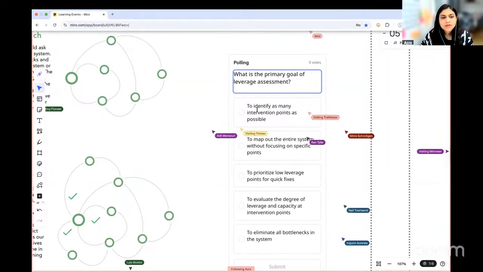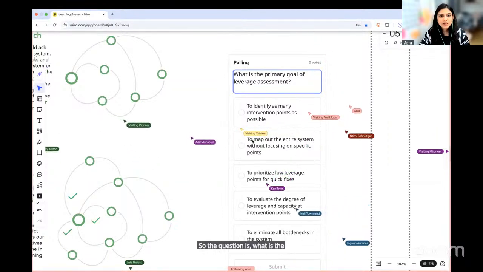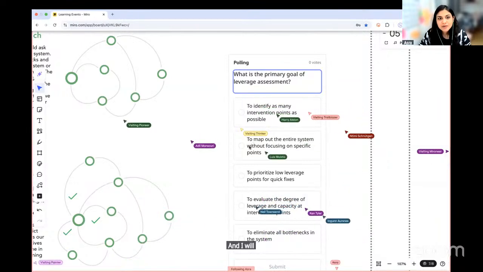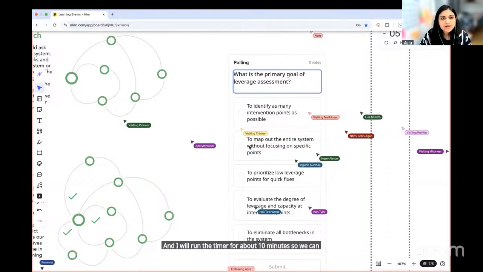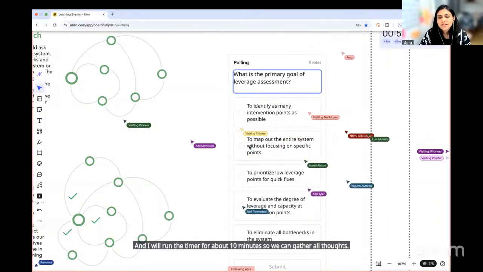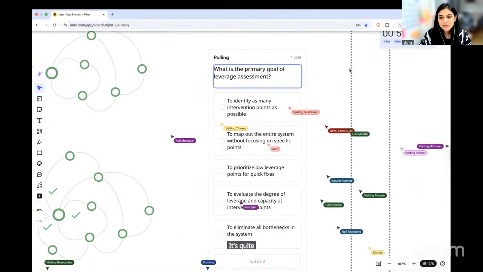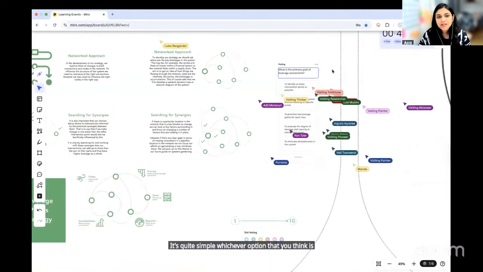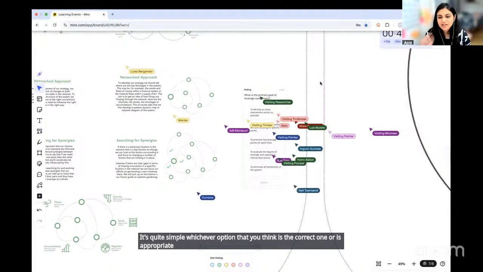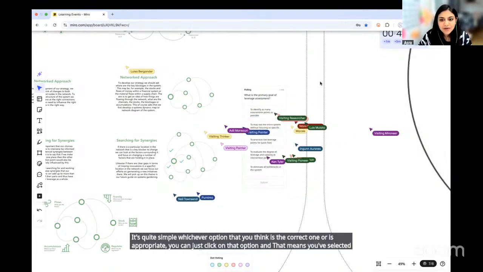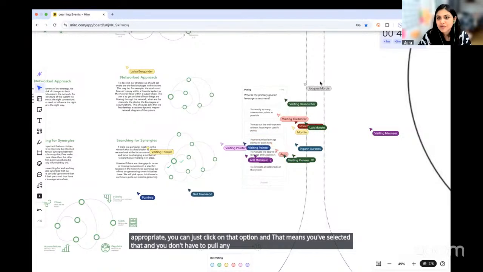So the question is, what is the primary goal of leverage assessment? And I will run the timer for about a minute so we can gather our thoughts. It's quite simple. Whichever option that you think is the correct one or is appropriate, you can just click on that option, and that means you've selected that, and you don't have to pull any stickies around the option.